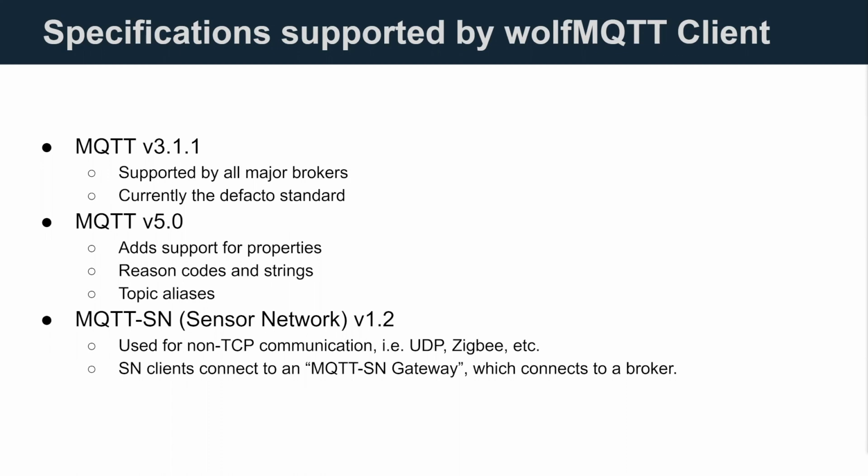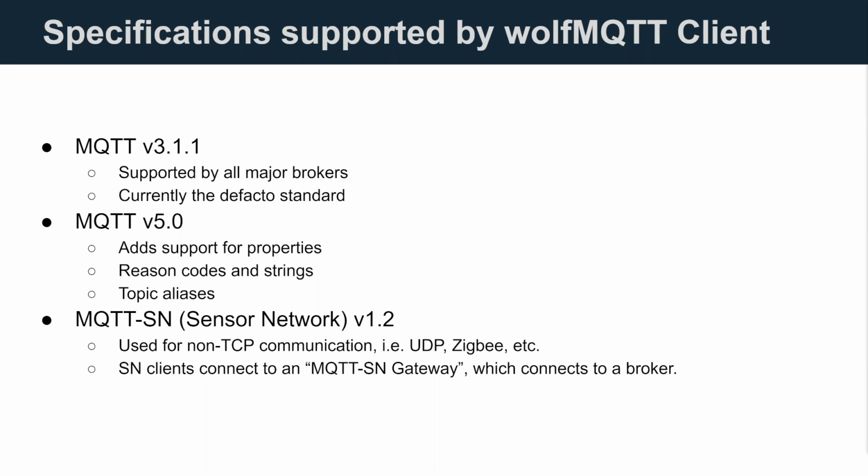So, wolfMQTT has support for version 3.11. It's a successor to version 3.0. It's the only protocol version currently supported by AWS and Azure. Most implementations of MQTT today are using the 3.11 standard.